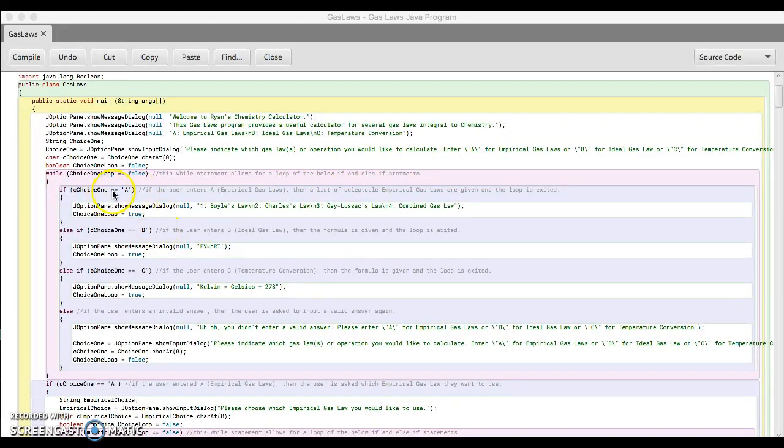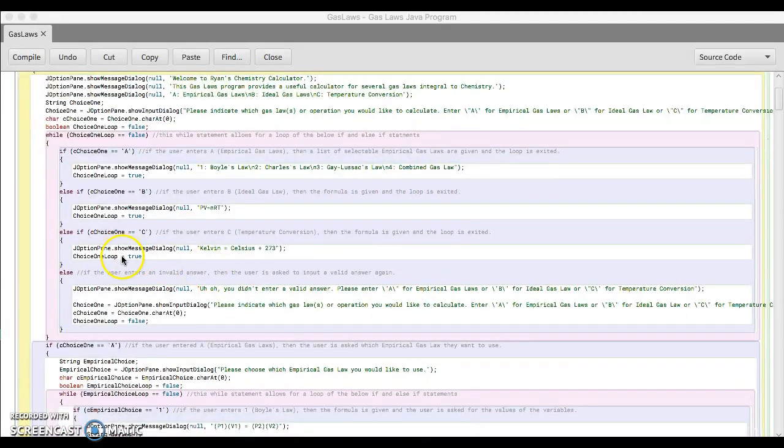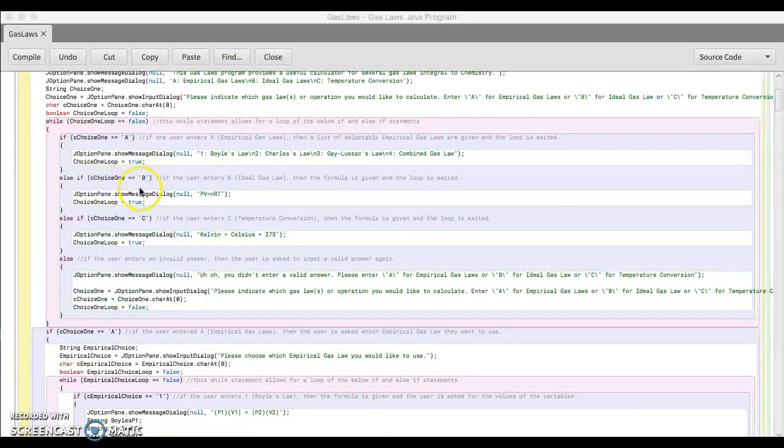and depending on what the person puts, for example, if they enter A, then it will be the empirical gas laws, and the option pane will then print a list of the empirical gas laws, including Boyle's law, Charles' law, Gay-Lussac's law, and combined gas law, and so on. And it also includes options for B, C, and also else.